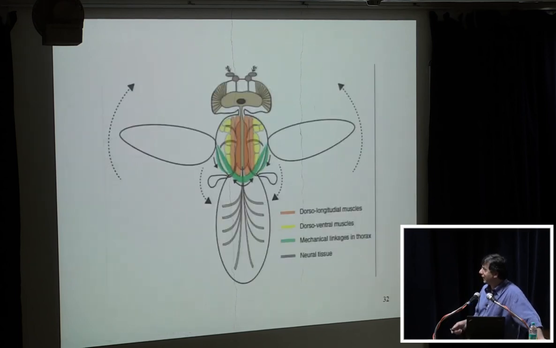And so if you put it together now, looking from the top, you have the dorsal longitudinal muscles, the dorsal ventral muscles, the linkages, both the wing-wing linkages in green and the wing-Hortier linkages. And this sits on top of the neural tissue, which is shown in gray.